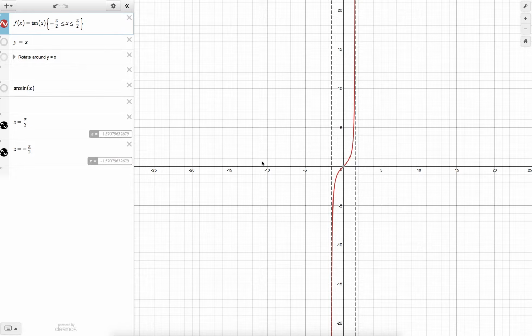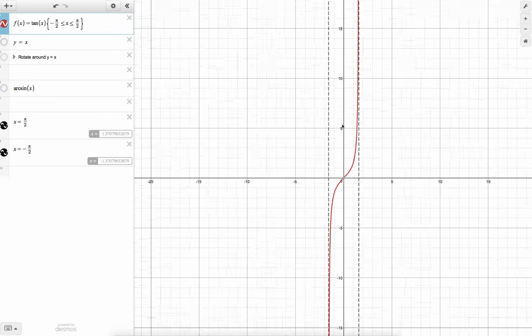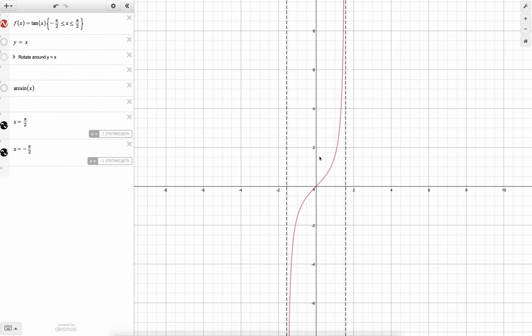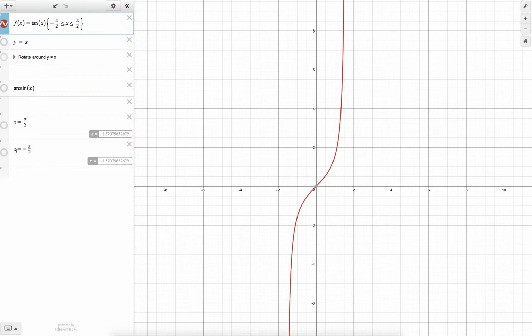Sorry about that. We had a shortcut error. So now I have a nice graph here. I've got this piece. We'll turn off our asymptotes. It looks like this graph is passing the horizontal line test, and every possible output for the tangent function is represented.